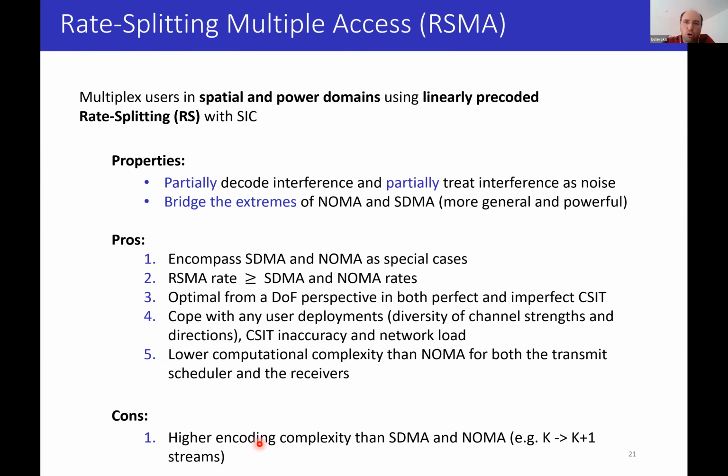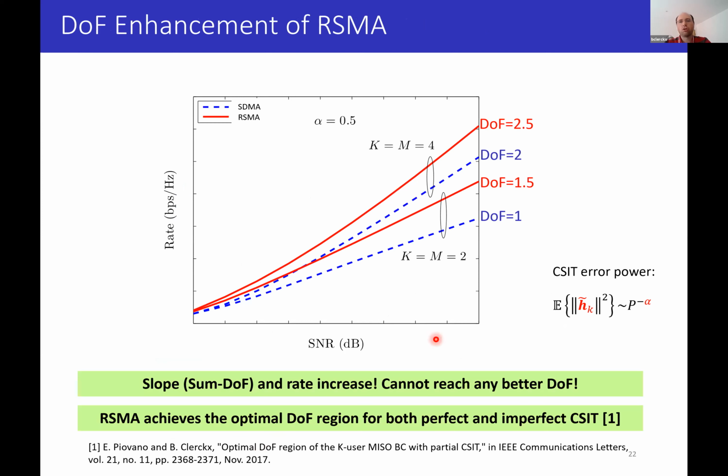Now, you can argue the drawback is that the encoding is more complicated, because instead of having K messages that you encode into K streams, now you have K plus one streams. So you have an additional stream that you have to encode, which leads to a slightly higher encoding complexity. I think it's not a big deal for base stations nowadays. Right, so let me show you some results, different metrics.